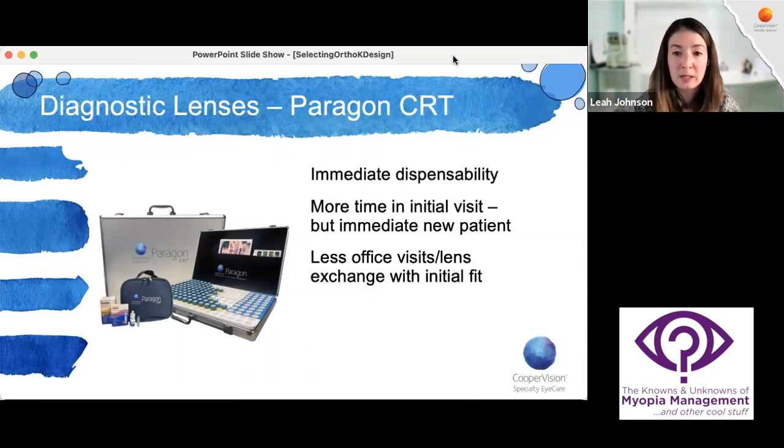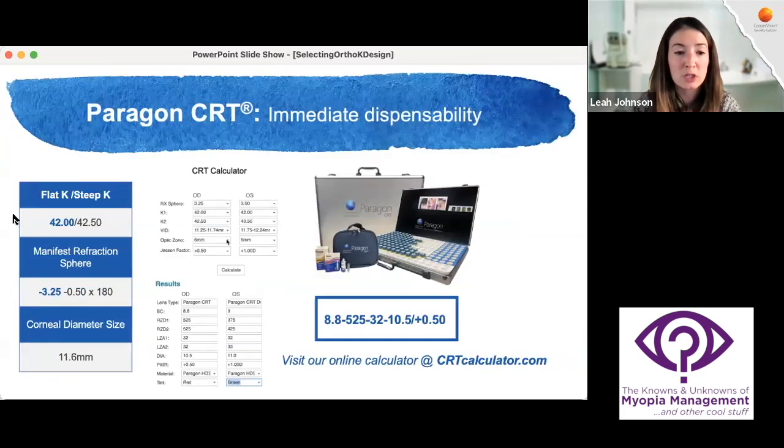So let's take an example here of our patient. We have a patient with a flat K of 42, steep K of 42.50, so pretty average, moderate flat Ks. We have a manifest refraction of 3.25 of myopia, and we measure their corneal diameter size of 11.6. So we can all put this in our online calculator. You can go to it at crtcalculator.com. And we can actually change different features, different optic zones. If you would want your patient to have a smaller optic zone, you can change the Jessen factor, and then it's going to calculate the CRT parameters that you would need for your patient.